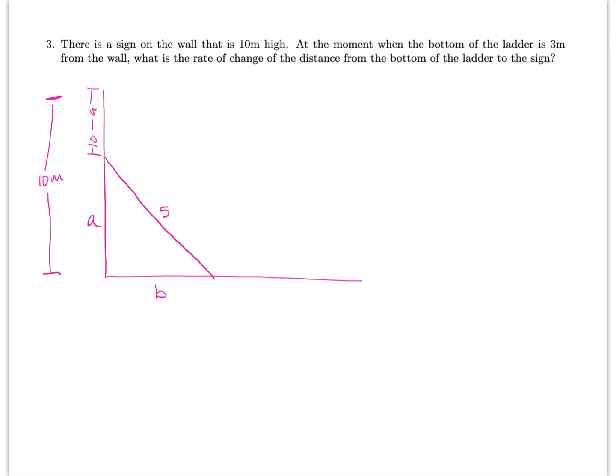All right, and then I'm supposed to find out the rate of change between the bottom of the ladder and the sign. So this distance here. All right, we'll call that x. So what do we know? Same stuff as before, all the same stuff. But this time, what do we want? We want dx dt when b is 3.